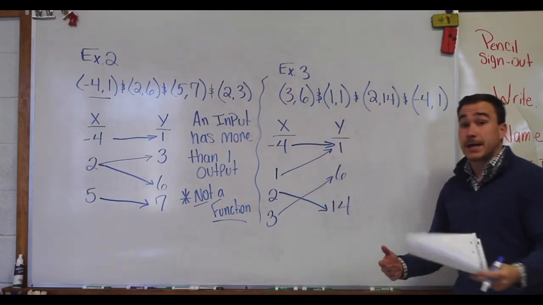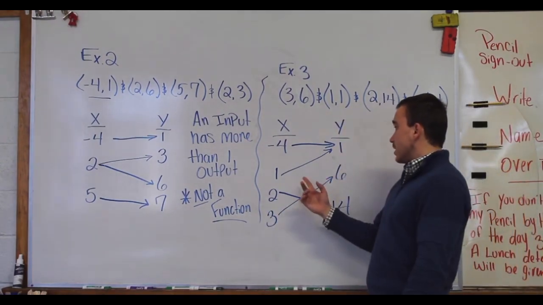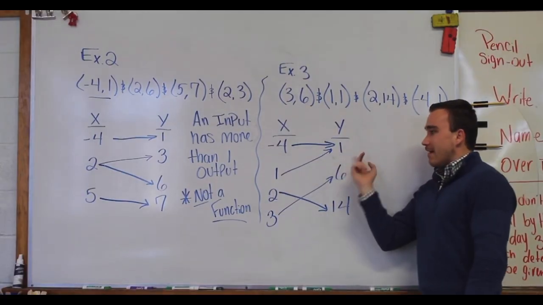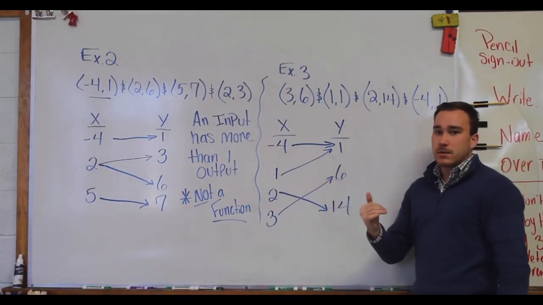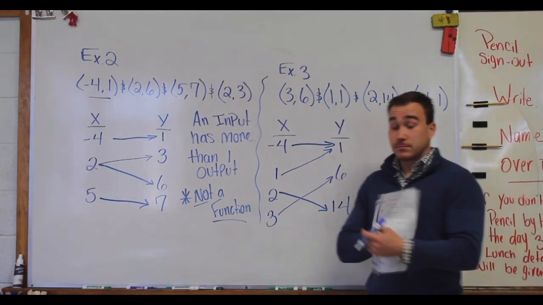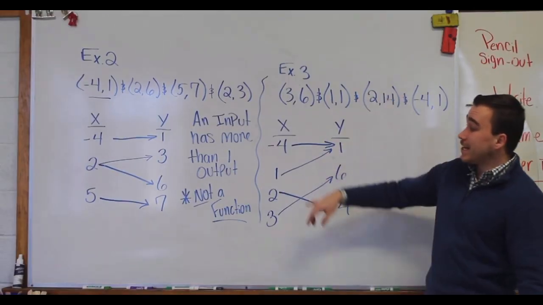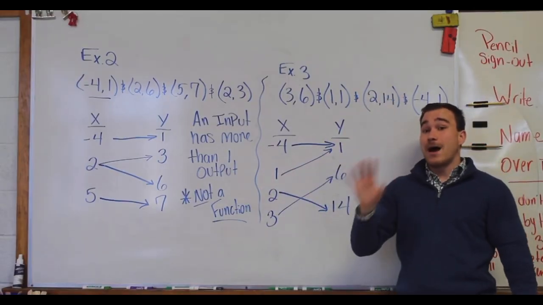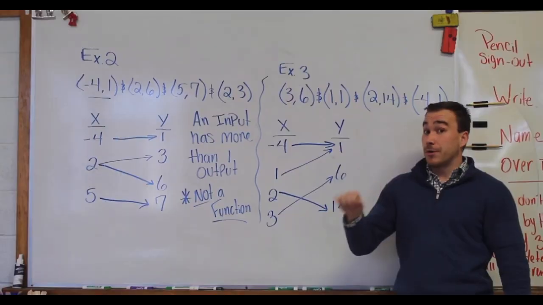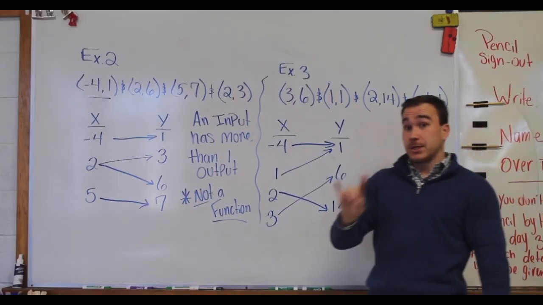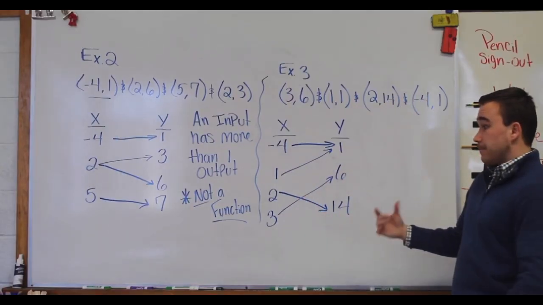Well, you might be saying, hey, Mr. Cover, why does the output of 1 have more than one input? That can't be. Look back at our definition. Every input has only one output. There's a specific order, input to output. One input to one output.